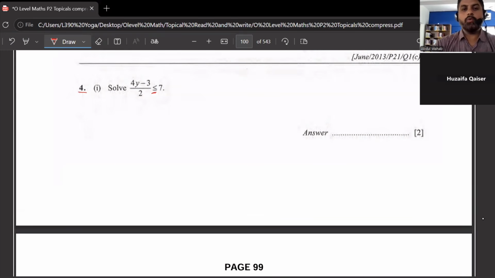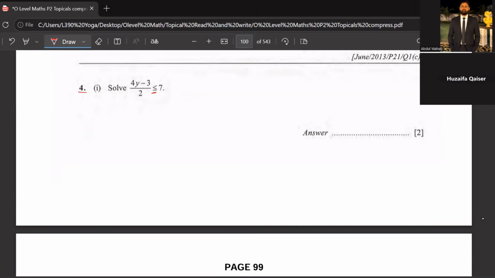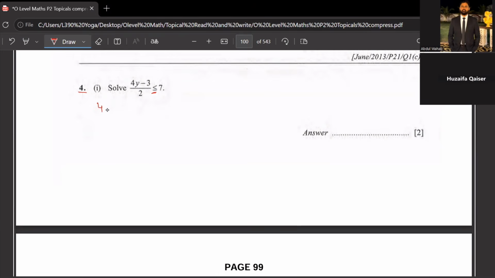We have only one rule for inequality, which will come later. Now, let's say we have 4y minus 3 over 2. Make sure you do not convert this sign into an equal sign. Normally, what students do is remove the inequality sign and write is equal to here. So don't do this. Copy the sign as it is and solve it like you are solving a simple equation.